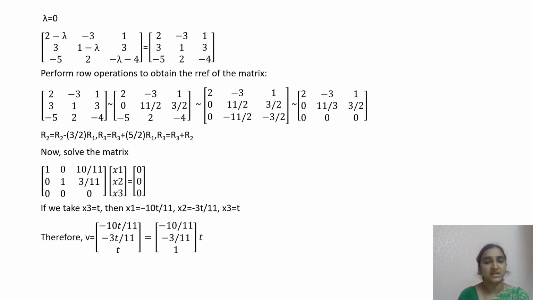Now solve the matrix [1, 0, 10/11; 0, 1, 3/11; 0, 0, 0] multiplied with the column matrix x1, x2, x3, which is equal to the column matrix 0, 0, 0. If we take x3 = t, then x1 would be equal to -10t/11 and x2 would be equal to -3t/11. Hence our eigenvector would be (-10t/11, -3t/11, t).